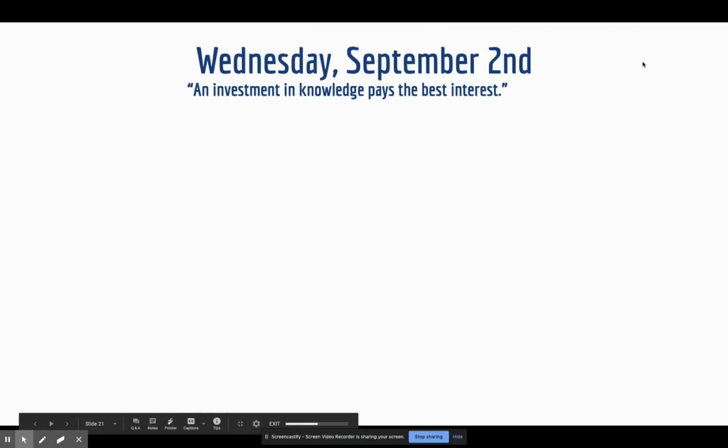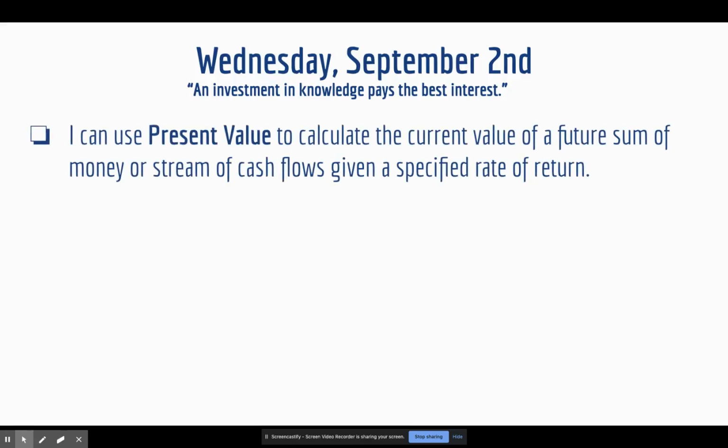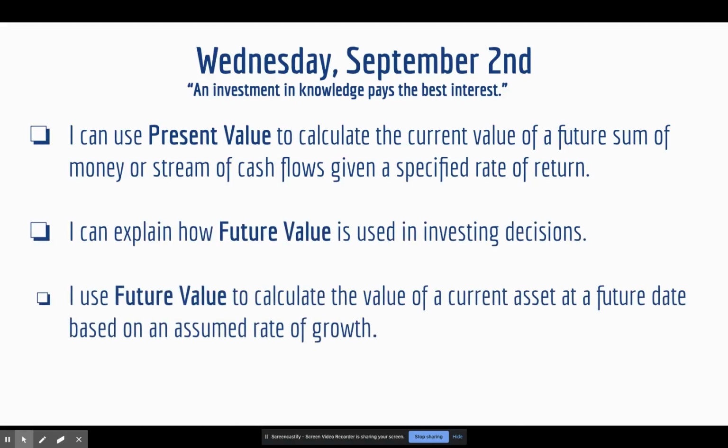So, for today's lesson, we're going to continue exploring, as we've done in the last couple classes, the concept of the time value of money and the power of compound interest. And so, we're going to start today's lesson like we did last time with a couple of learning targets.